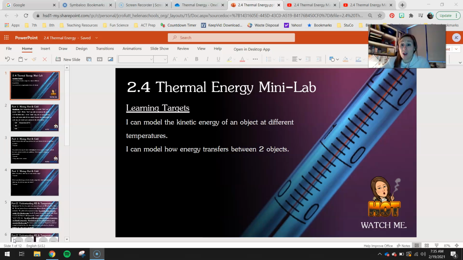To start off, you are going to look at a glass of hot water and a glass of cold water. Obviously we know that the hot water has a higher temperature and the cold water has a colder temperature. You will get that temperature and see what that actually looks like if we were to equate that.